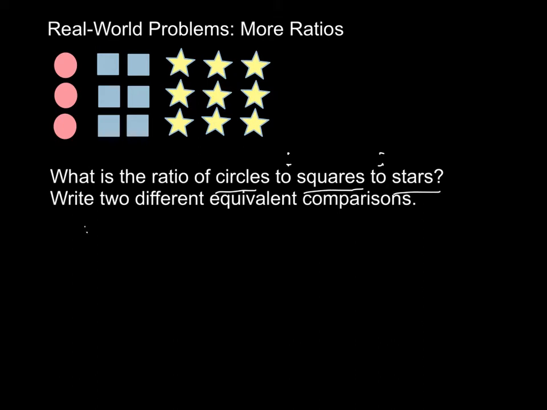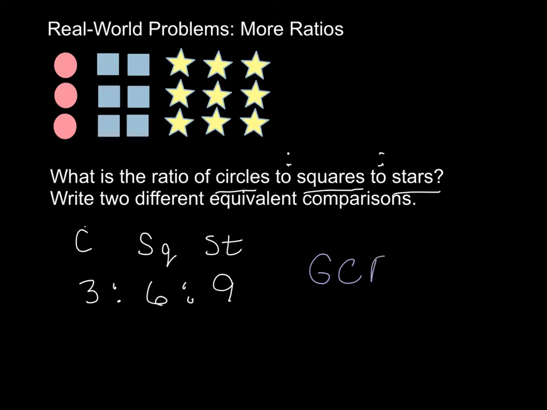So I'm going to label it circles, squares, stars. And I have the ratio, there's 3 circles up there to 6 squares to 9 stars. The other way I could write this would be to put it in lowest terms. I look again for my greatest common factor of 3, 6, and 9. And 3 is the largest number, so I'm going to divide each of them by 3.